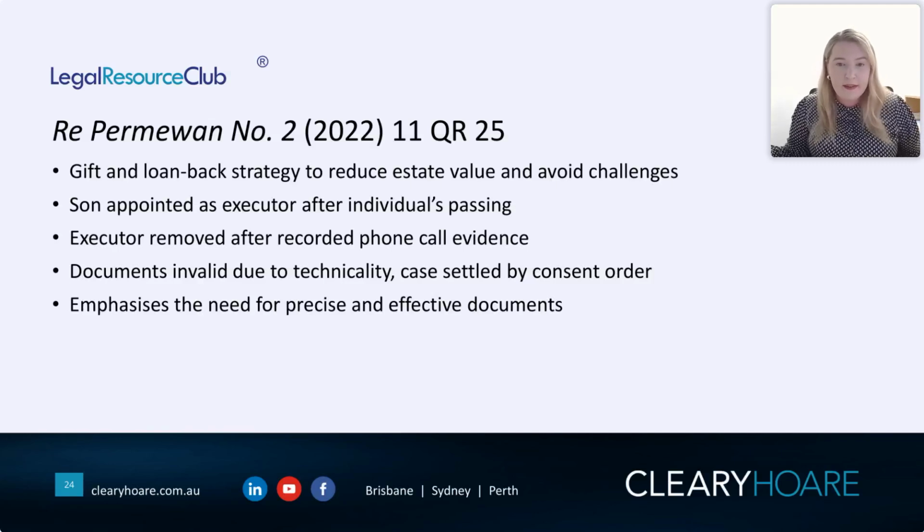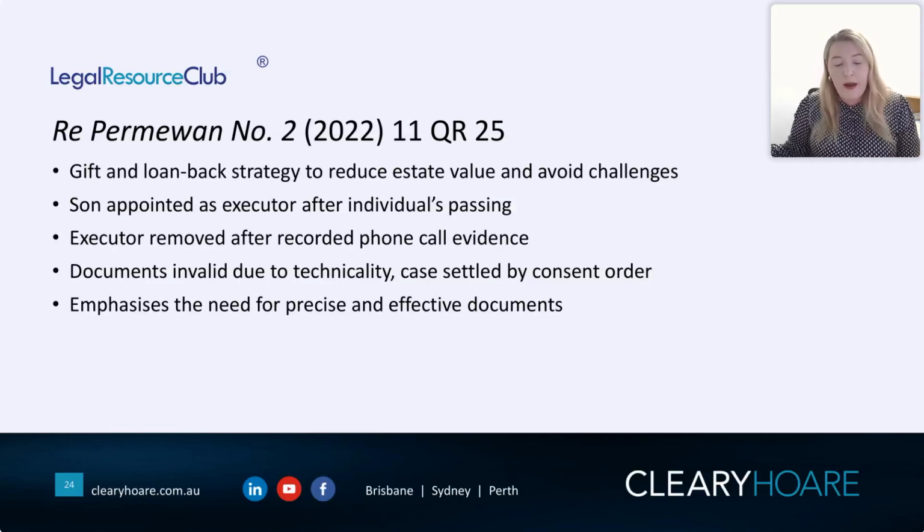And this was a decision relating to costs of a matter where there was a gift and loan back strategy implemented to remove value from an individual's estate. And the purpose was just that, to reduce the value of their estate when they passed away, so that anyone challenging the estate would first have to deal with the liability to the trust.